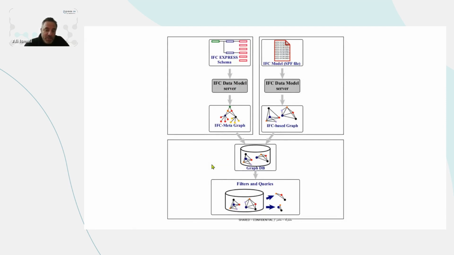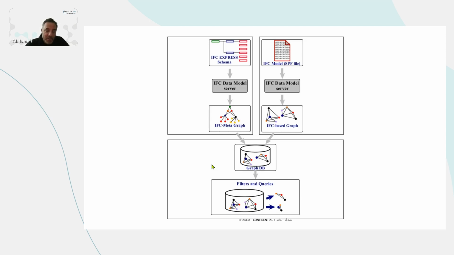So basically, the workflow consists of two conversions. One conversion is we start with converting, first of all, the IFC schema to a meta graph. The IFC schema actually is an EXPRESS model. I'm not sure if all of you are aware of this EXPRESS modeling language. I will show a simple example in the next slide. And then to convert the IFC model itself to an IFC-based graph. So we are talking about two graphs at the end.